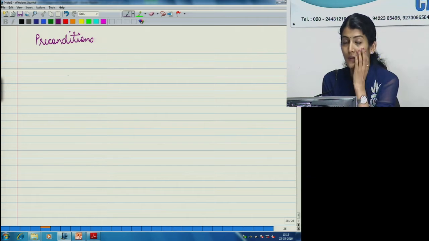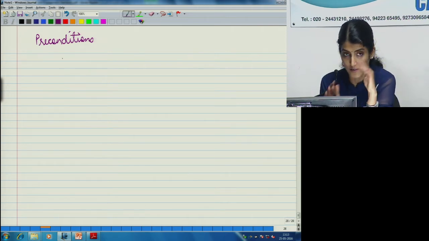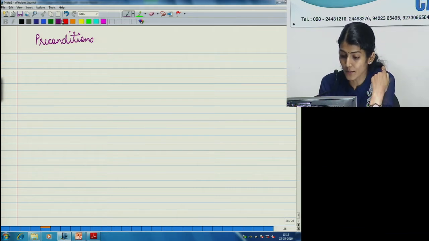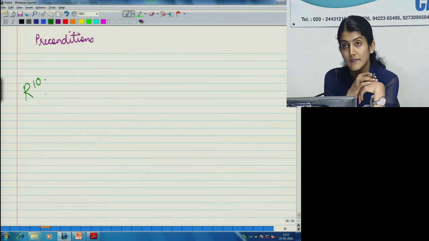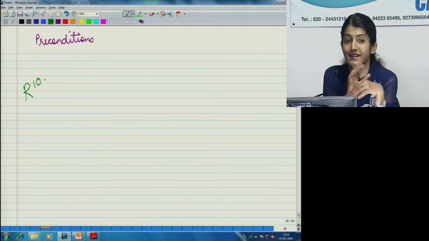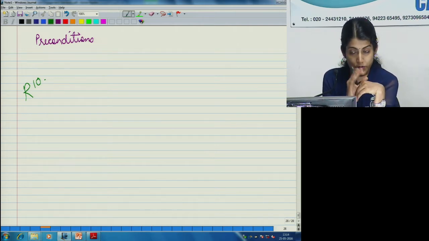Now, I use 3 notations in the class. I'm just telling you about those. One, we use a notation called R raised to 10, which means read, revise 10 times before the exam, a question not asked so far, which according to me could be asked in the exams. So R raised to 10.